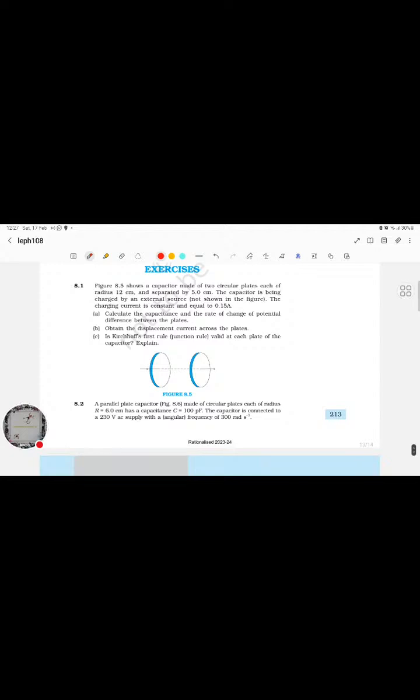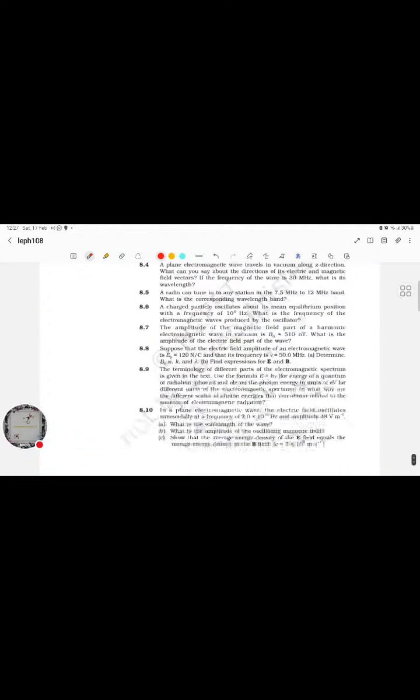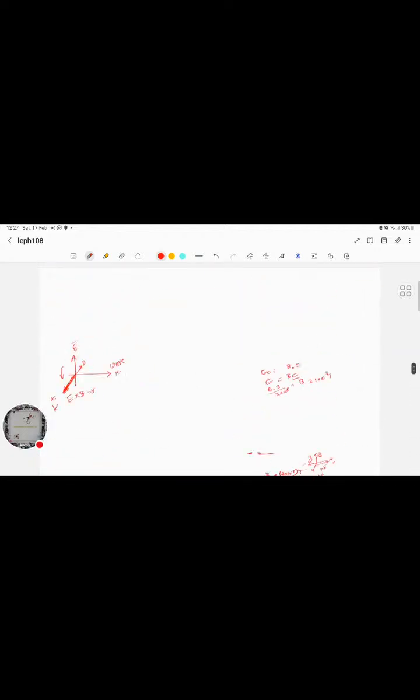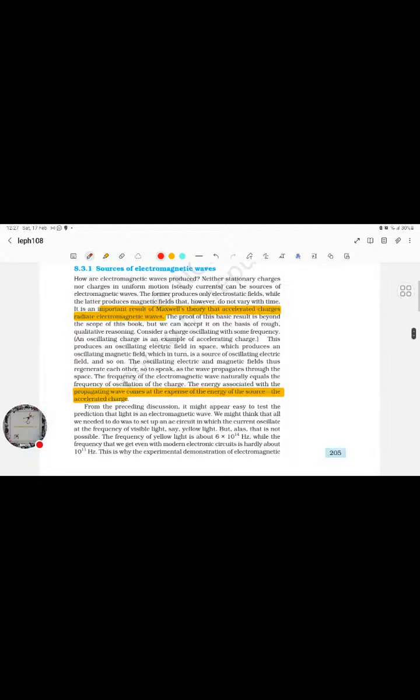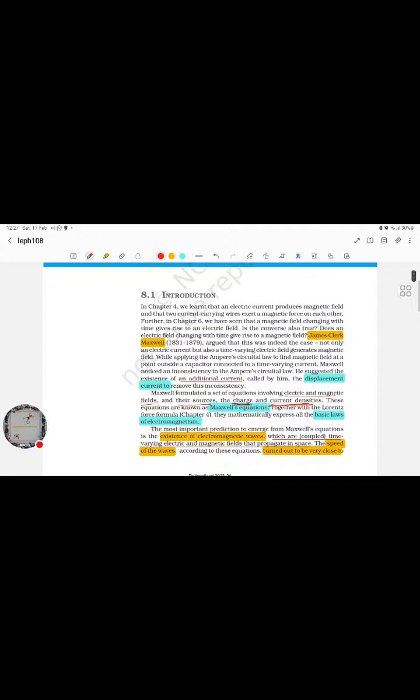We have certain exercises, but before that we'll have to check the summary. So let's do the summary. The summary is about electromagnetic waves.